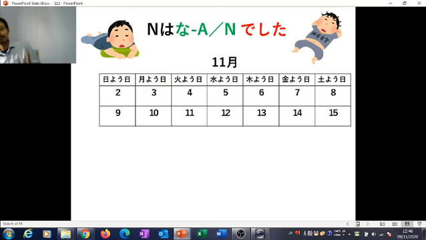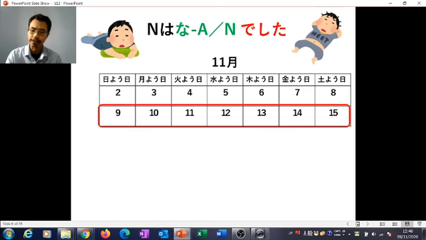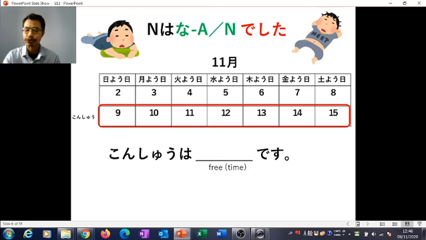Okay, now in similar way, we are going to change the na adjective into past tense. Okay, so this is one of the adjectives we learned in chapter 8 about free time. Hima desu. Okay, hima na. Okay, so let's say you want to say this week, konshu. This week you have a lot of free time. So the sentence will be konshu wa hima desu. No need for the character na.